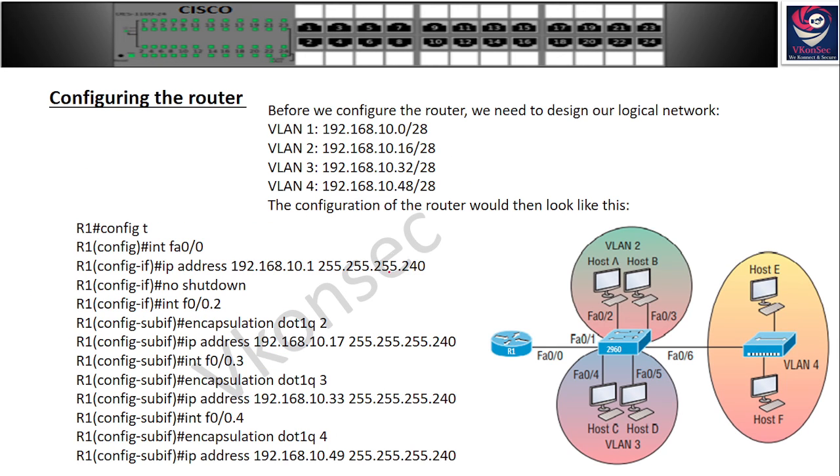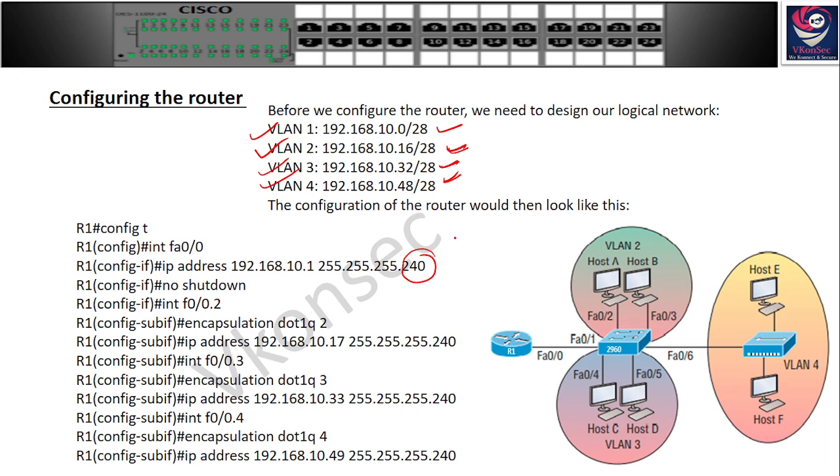Now, if you are going to configure the router, before we configure the router we need to design our logical network. So the logical network is this /28, which means a 240 subnet mask. So 192.168.0. If you're comfortable with subnetting, I have already discussed it in my previous session. So it is the network ID, then 16, then 32, and then 48. We need one IP each for VLAN 1, VLAN 2, VLAN 3, and VLAN 4 to configure. The configuration of the router would then look like this.